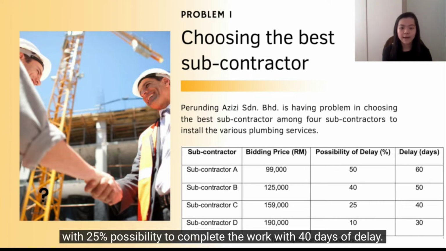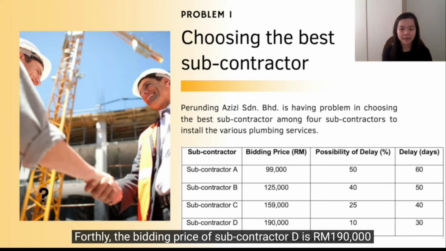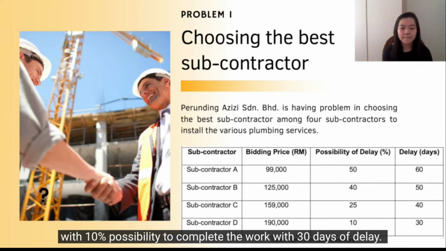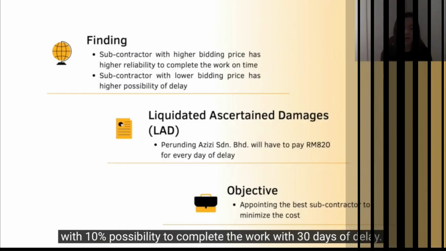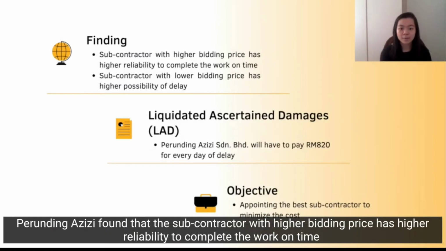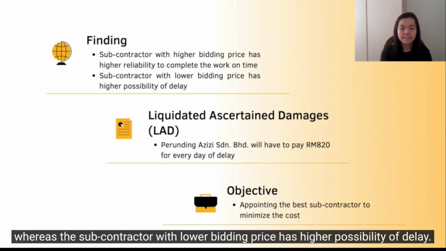Rm159,000 with 25% possibility to complete the work with 40 days of delay. And fourthly, the bidding price of subcontractor D is Rm190,000 with 10% possibility to complete the work with 13 days of delay. IZZA found that the subcontractor with higher bidding price has higher reliability to complete the work on time, whereas the subcontractor with lower bidding price has higher possibility of delay.